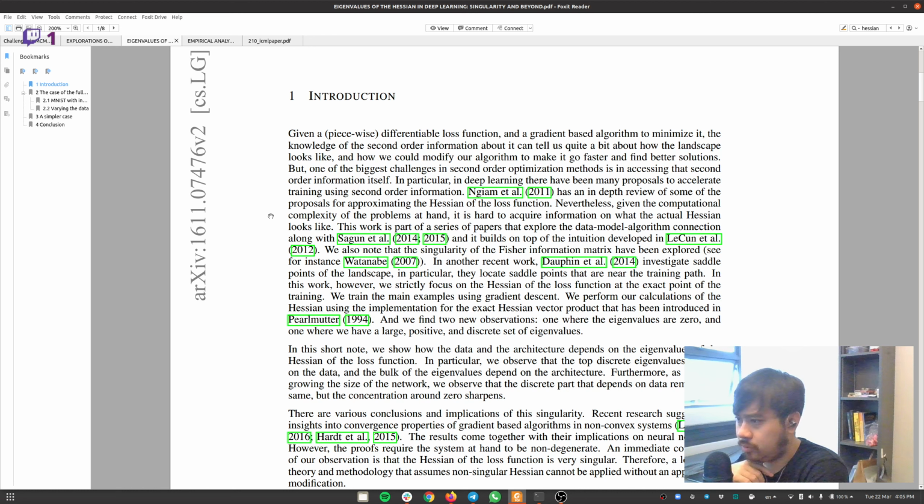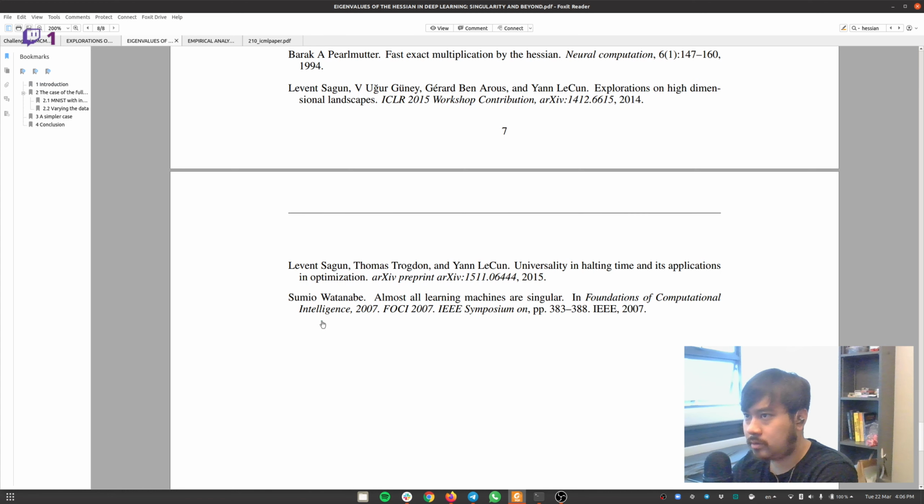In this work, however, we strictly focus on the Hessian of the loss function at the exact point of the training. We train the main examples using gradient descent. We perform our calculations of the Hessian using the implementation of the exact Hessian vector product that has been introduced in Pearlmutter. I don't know what that is. Exact Hessian vector product. We fine-tuned. Okay, maybe I should.